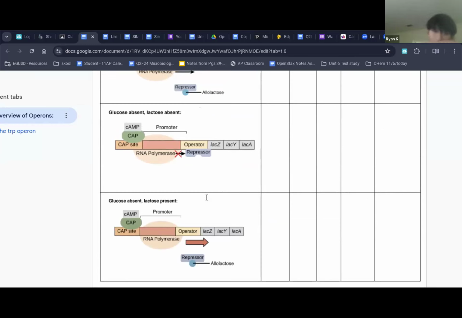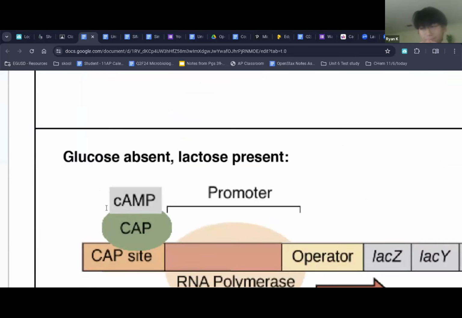And then our last one is glucose absent and lactose present, which is like when you just drink milk the whole day and you don't eat any food. So basically your CAP and cAMP get a boost where they have the energy, like, hey, there's a lot of milk to synthesize. It's like diabetes, where your cells can't absorb the sugar.